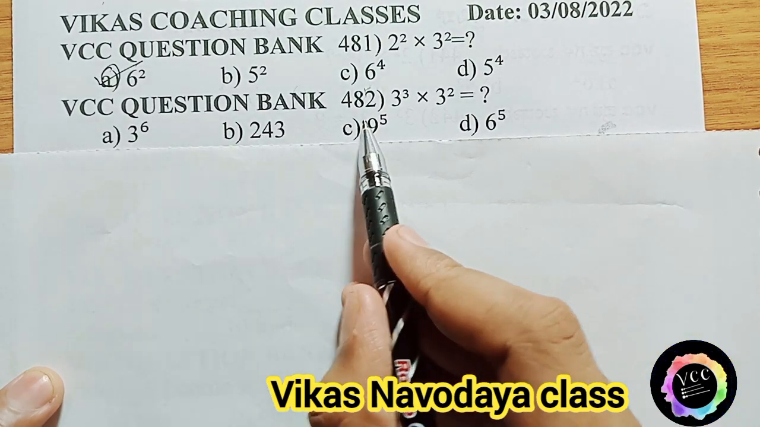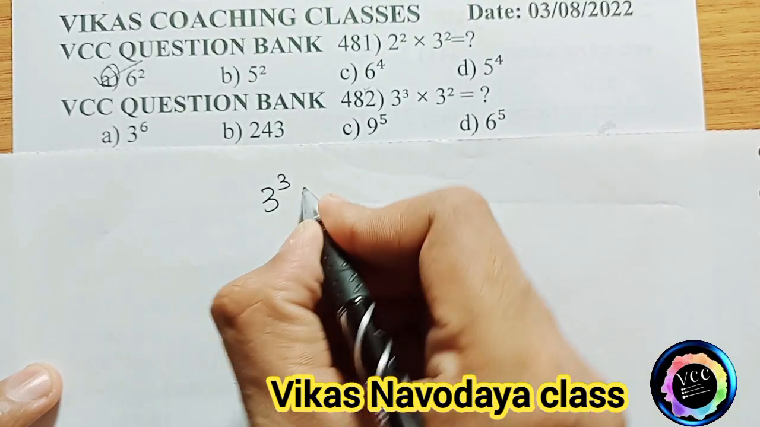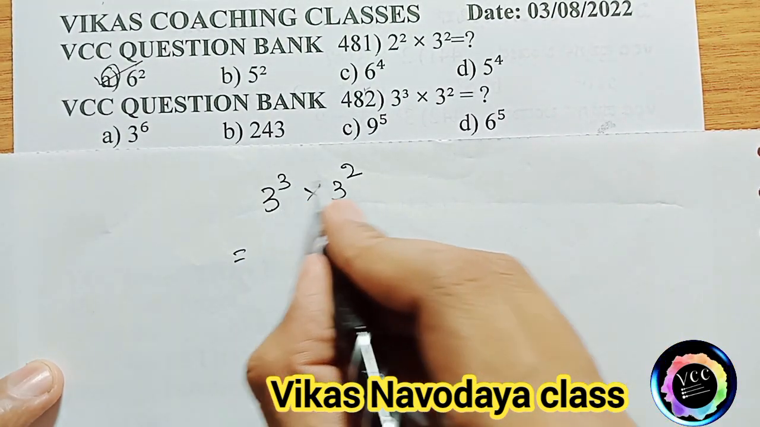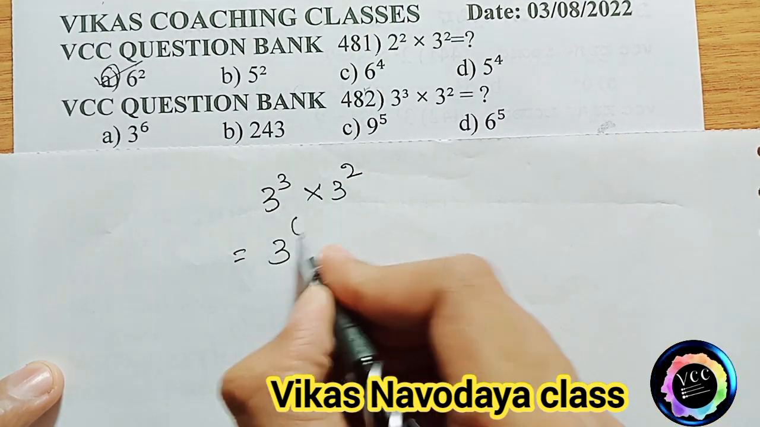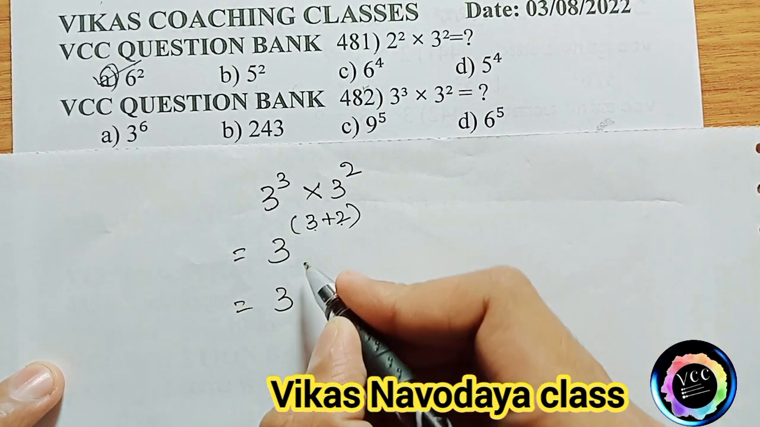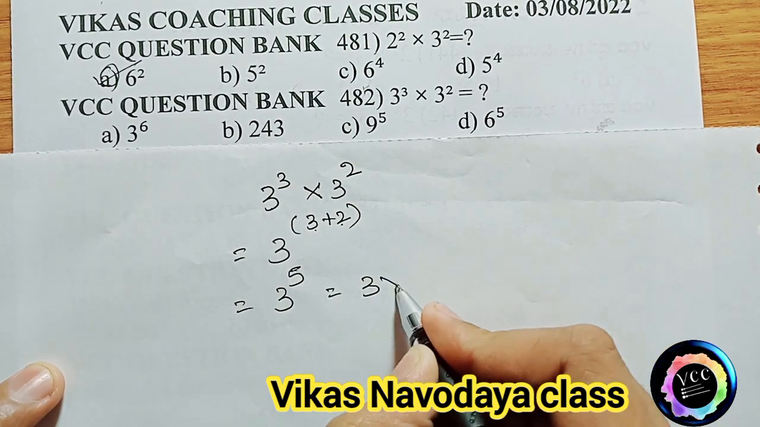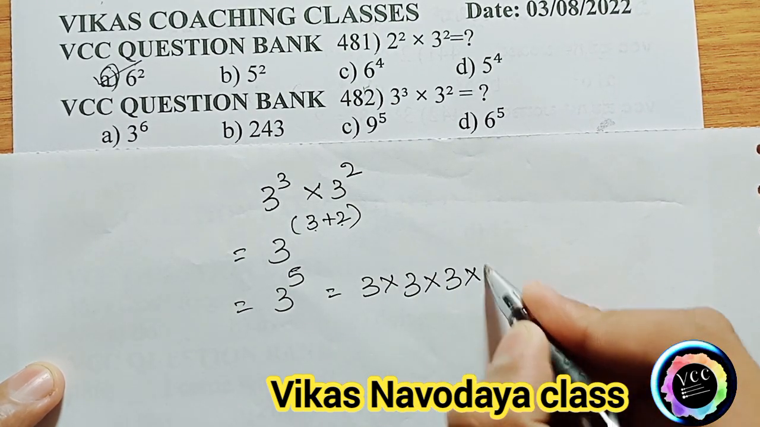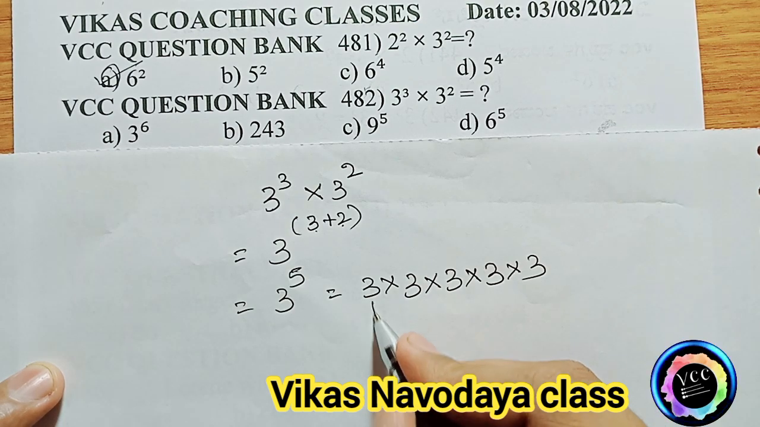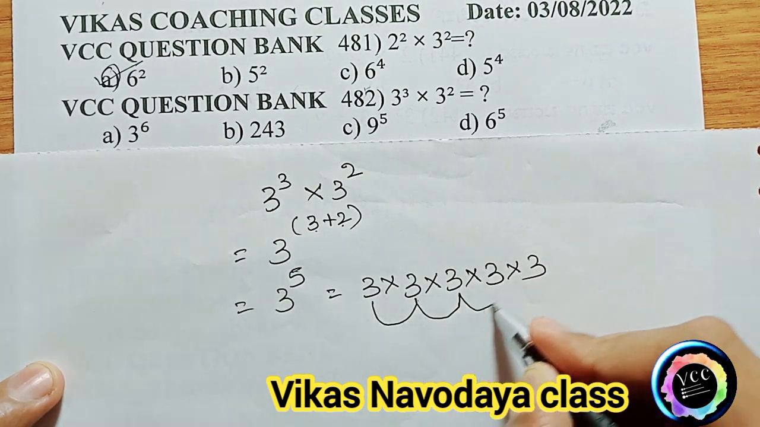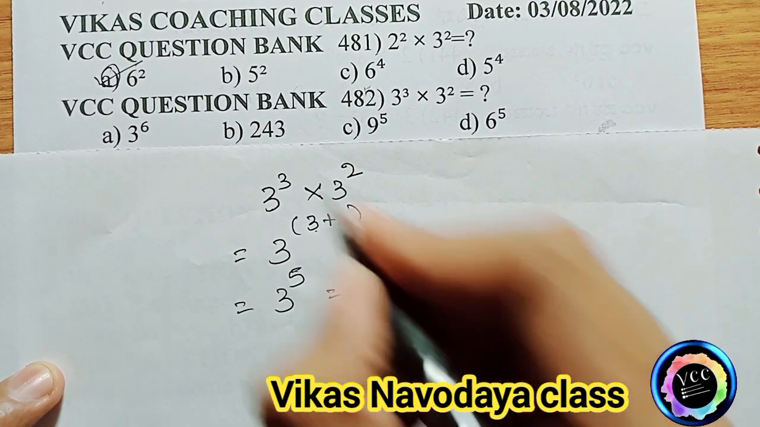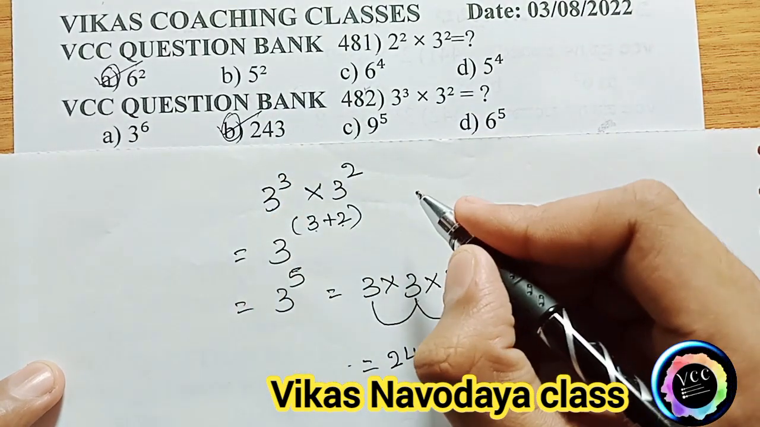VCC question bank, question number 482. The question is 3 cube into 3 square. Here we have to note that when the bases are same, then we have to add the powers. That would become 3 to the bracket 3 plus 2. That would be 3 to the power 3 plus 2 would become 5. That will become 3 into 3 into 3 into 3 into 3, which is 5 times we have to multiply the 3. 3 3s are 9, 9 3s are 27, 27 3s are 81, 81 3s are 243. Here 243 means option B, 243 is the right answer.